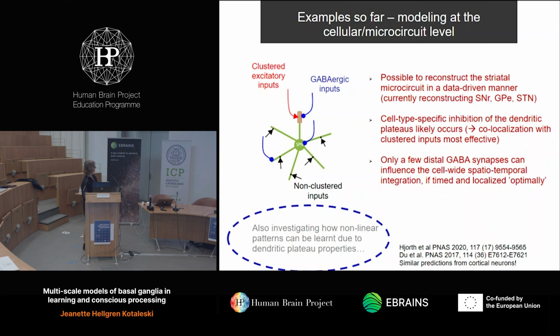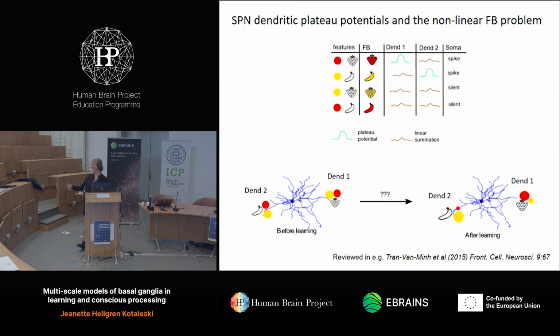One can also use this to investigate how nonlinear patterns can be learned due to dendritic plateau potentials, and I just wanted to show a bit of this. This was something that we discussed a lot with Walter Senn. I hope we can continue that. This is a well-known feature binding problem, and there are different solutions to it. But one thing is you can capitalize on nonlinear dendrites, and this is just an example with the features color and shape. Maybe you should recognize a red strawberry and a yellow banana, but not a yellow strawberry or a red banana. One way to implement this is to assume that this input evokes a plateau potential in one dendrite of the neuron, and that input evokes a plateau potential in another place of the neuron, so that these neurons might be spiking more easily.